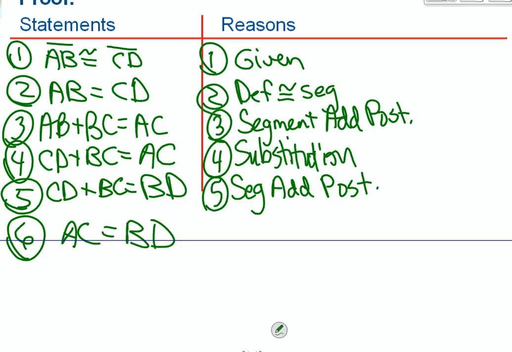AC equals BD. And what's the reason for that? When I replace something with something equivalent? Substitution. Now look carefully. On mine, I can't see the proof statement. Give me a head nod. Is that step 6 identical to the proof statement? Is it identical? No, it is not identical. But is it super close? Yes. Can you change it into the proof statement for me?